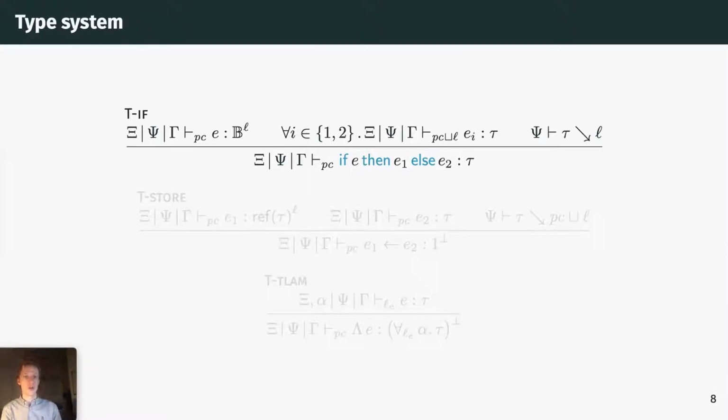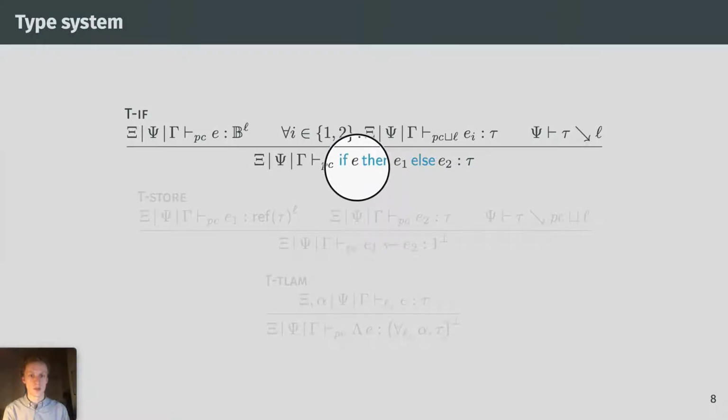While I don't want to show you the whole type system, I do want to give you a feel of how the type system looks by showing you these three rules. The first rule is for typing conditional expressions. And here we're typing a conditional expression with guard E and two branches, E1 and E2, of type tau.